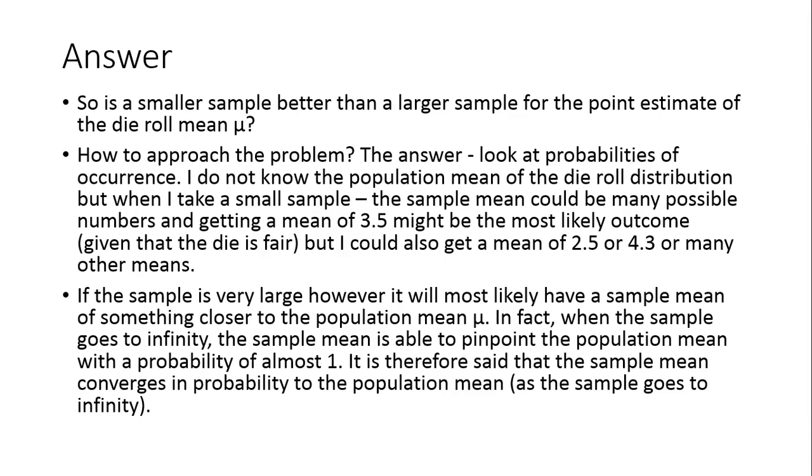Okay. So the whole idea is that when you roll it a very large number of times, you're a lot more likely to get something that's very close to the population mean, in this case, mu. That average will be a lot closer to the population mean. Okay.